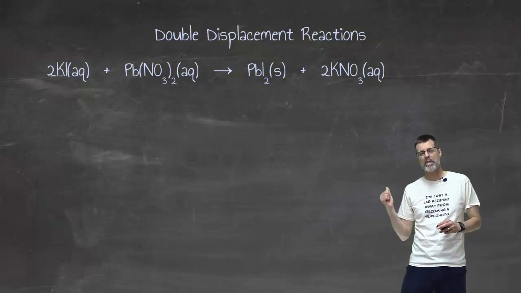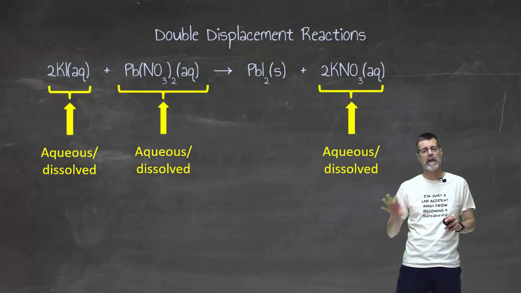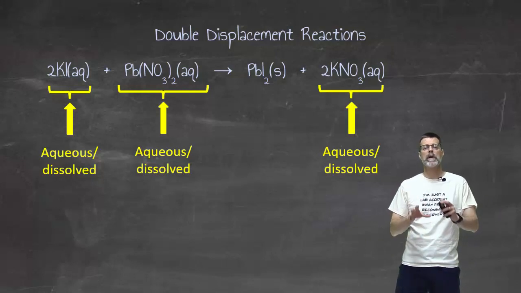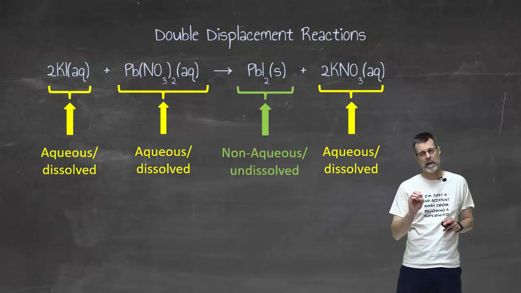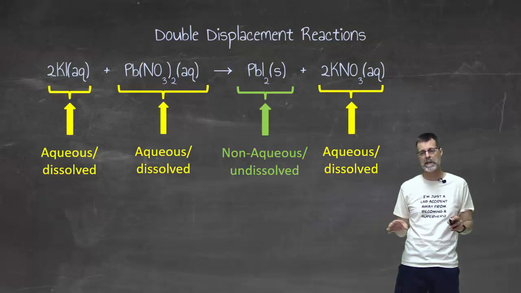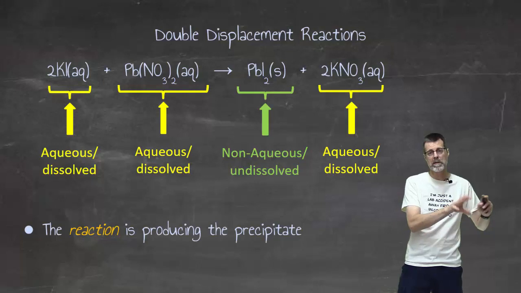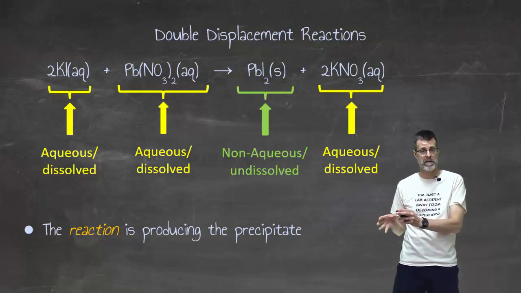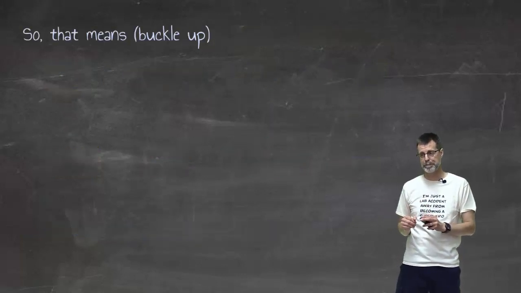So if I have this, I can take a quick look and say I've got things that are aqueous and dissolved, so I will be applying that thing we talked about earlier where the dissolved compounds exist as ions. And then I've got something that is undissolved. It is a solid. That means it does not exist as separated ions. So if I want to look at the reaction in this way, the reaction is taking things that are dissolved and combining them to make things that don't dissolve. So that's the reaction that's actually going on, forming that precipitate.